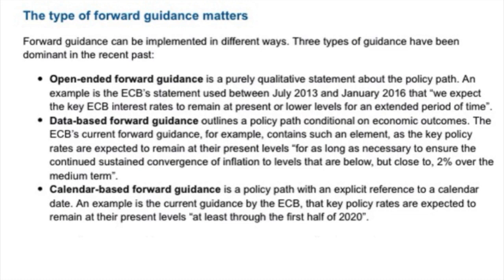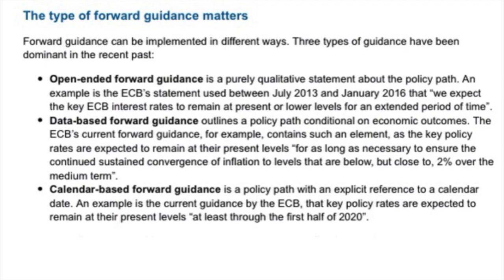Some of the other approaches: you've got open-ended forward guidance. That's a weaker worded forward guidance, and the reason is that sometimes it can be quite vague. The example here is the European Central Bank statement between July 2013 and January 2016, that they expect the interest rate to remain at present or lower levels for an extended period of time. Well, we don't know what the extended period of time is. We know it's probably between 2013 and 2016. Will it be after that? There's not much information, but at the same time, at least the market knows that they don't have to respond dramatically, and they've got time to start to plan for these changes in the interest rate.